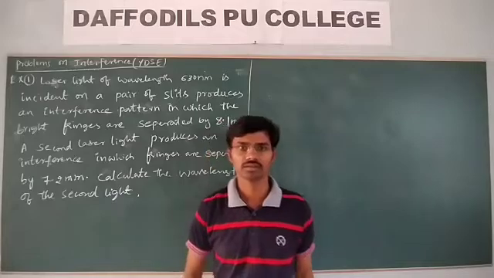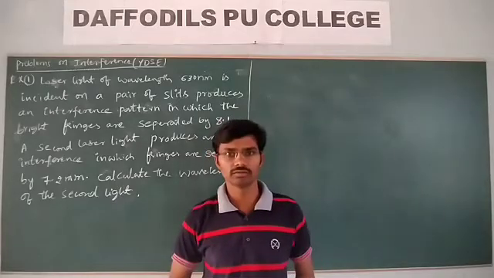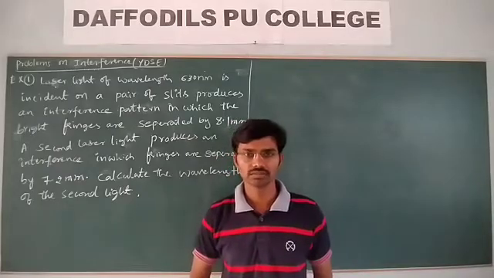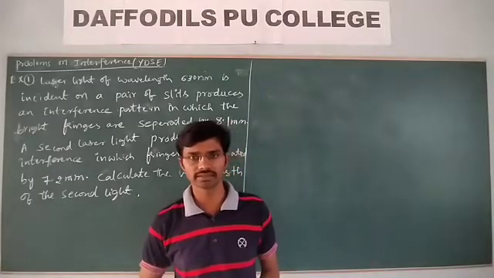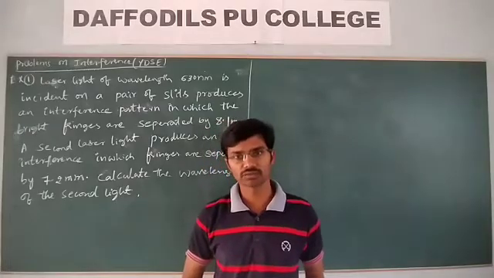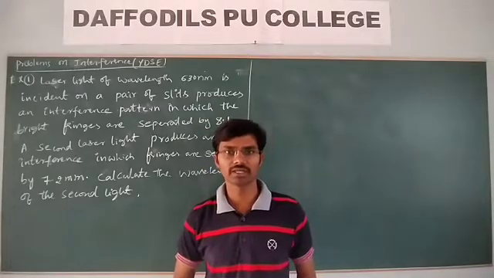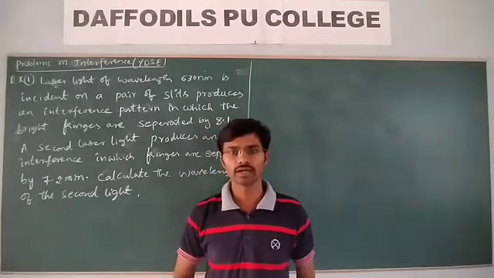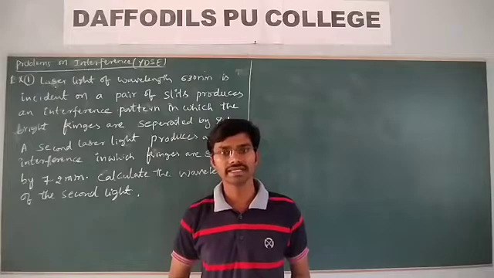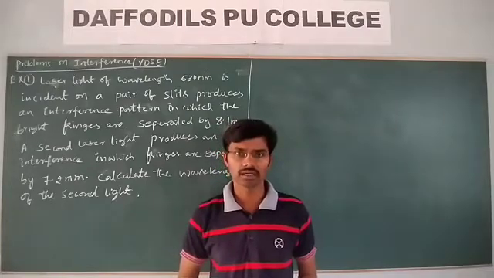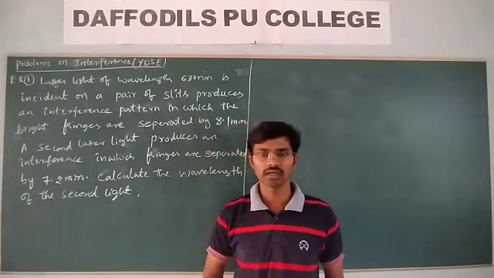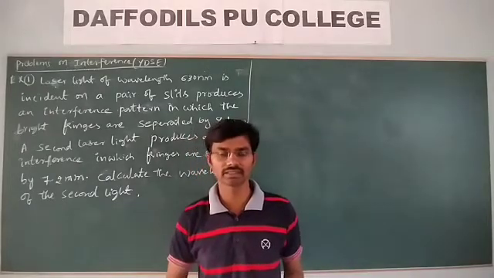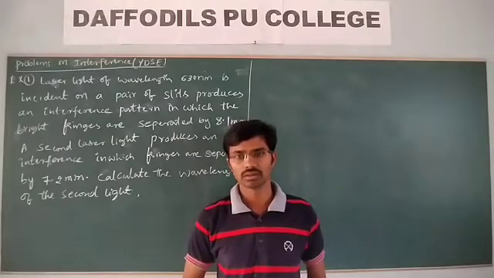Hi students, in the last class we discussed the interference of light, which is explained by Young's double slit experiment, and from that we derived the expression for the fringe width. We also discussed the distance of the bright fringes and the dark fringes from the central maxima, and how interference takes place in thin films.